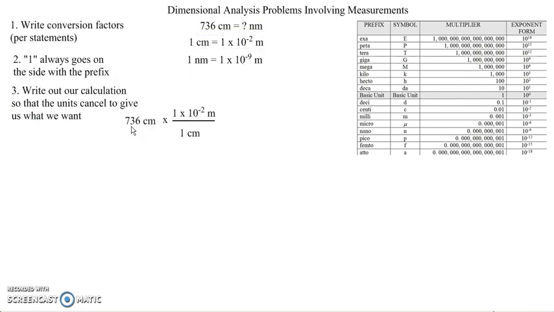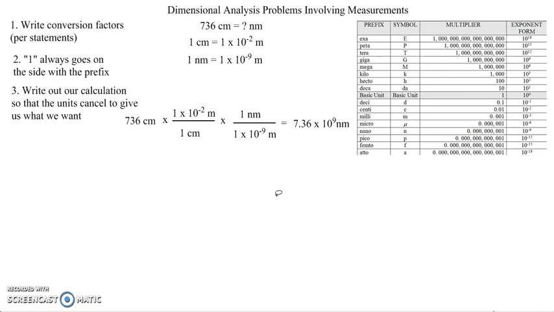We always start with the value that we were given, so we were given 736 centimeters. My first per statement, I used the top one, 1 times 10 to the negative 2 meter over 1 centimeter. Then I used the second one, 1 nanometer over 1 times 10 to the negative 9 meters, and when I put that in my calculator I get 7.36 times 10 to the 9th nanometers.